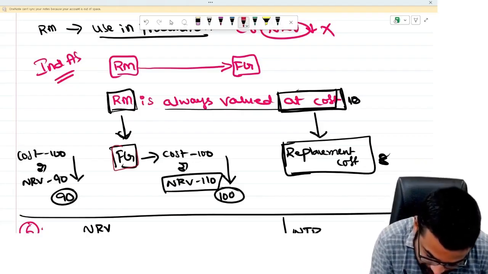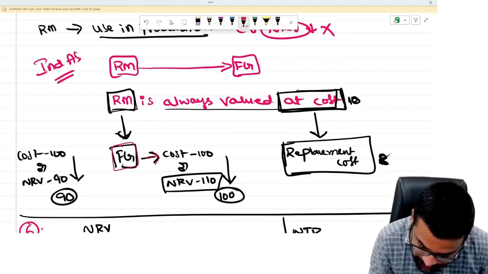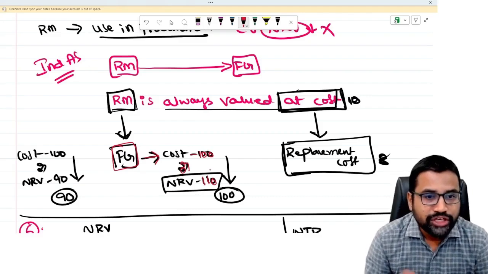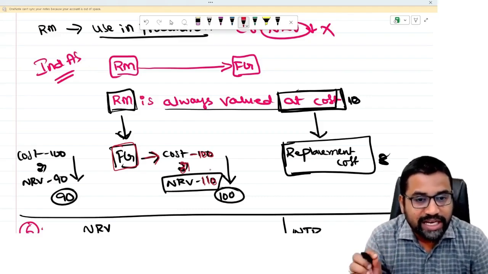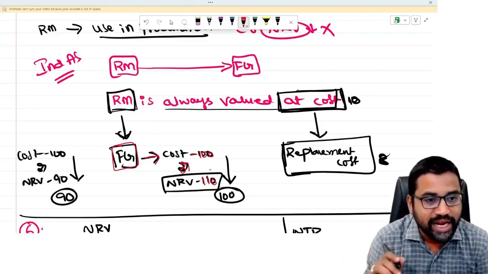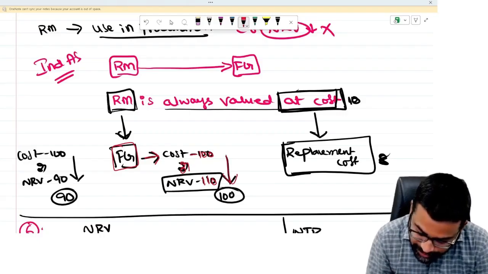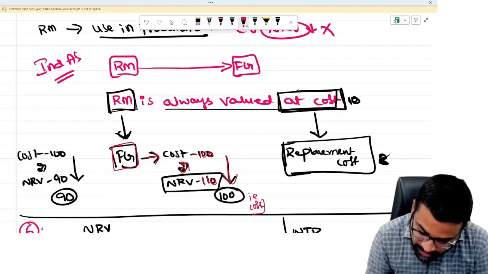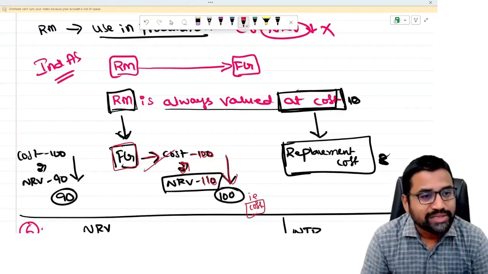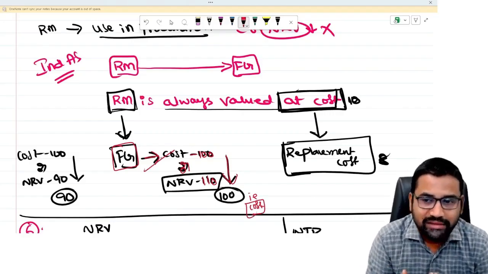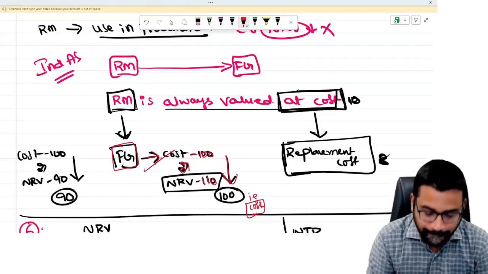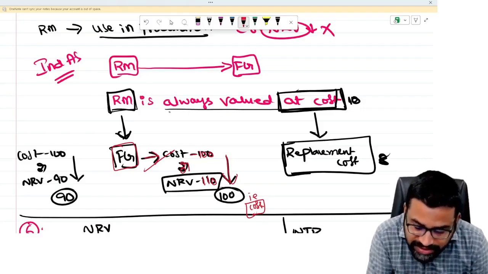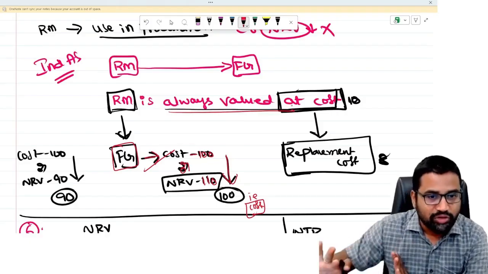Suppose there is a finished good. Now the cost of the finished good is 100 rupees, and its NRV is 110. Tell me, if I sell it in the market, at what value will you value it? 100 rupees cost or NRV, whichever is lower. That is nothing but the cost, right? So it is a better position. Why is it a better position? Because NRV is more than cost here. Now in such a situation, raw material is valued at cost only. Let it be at cost.